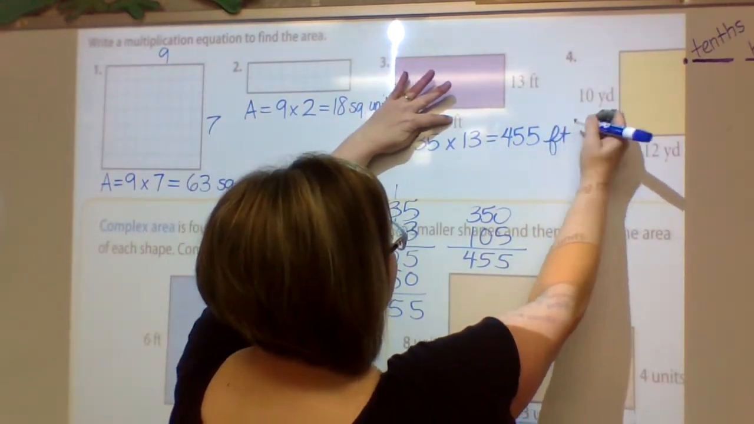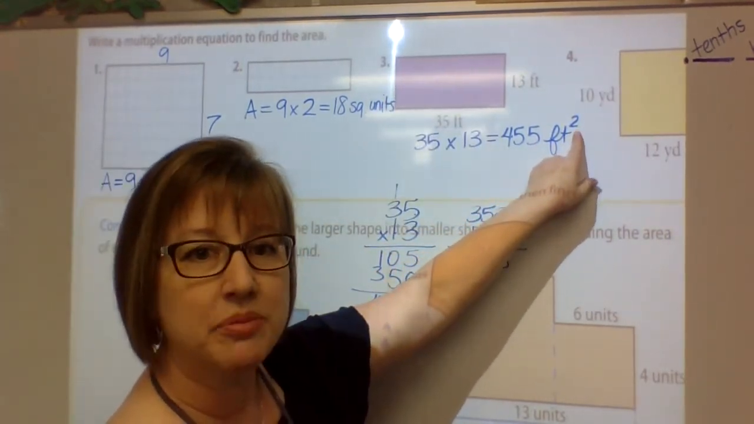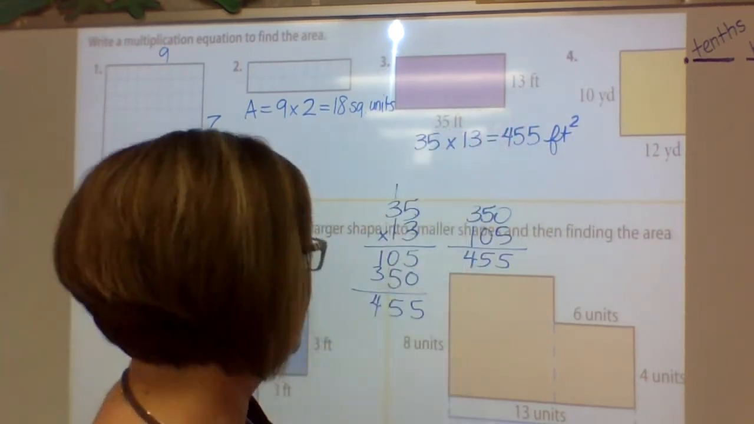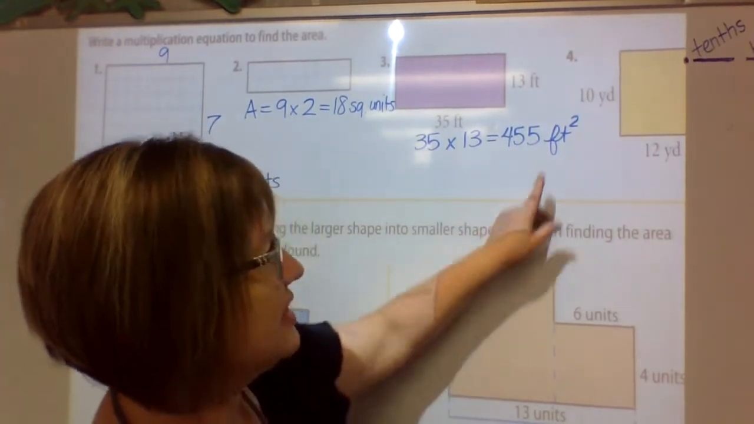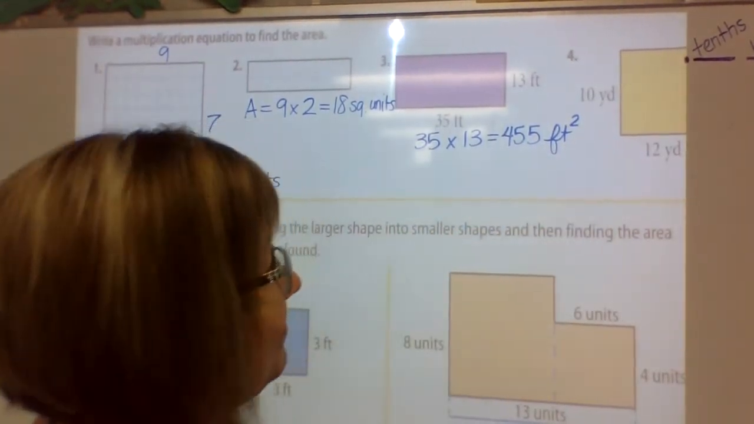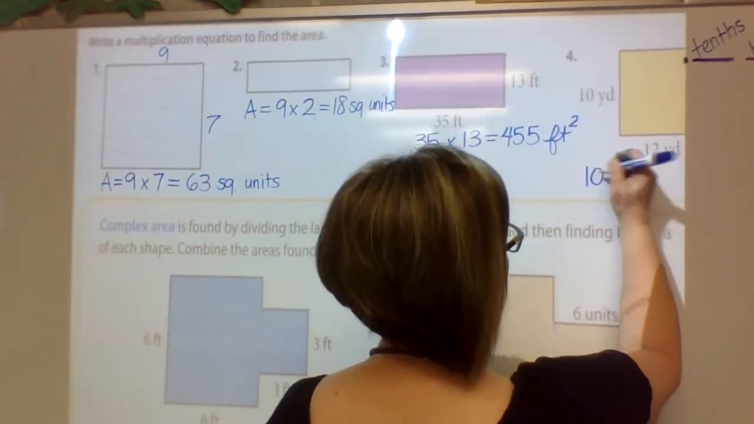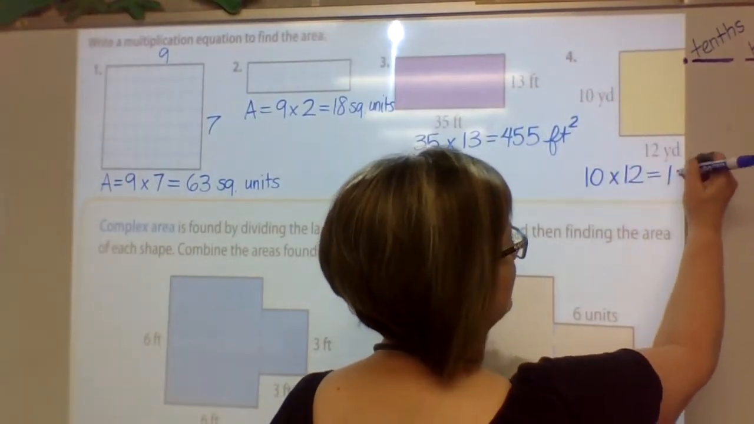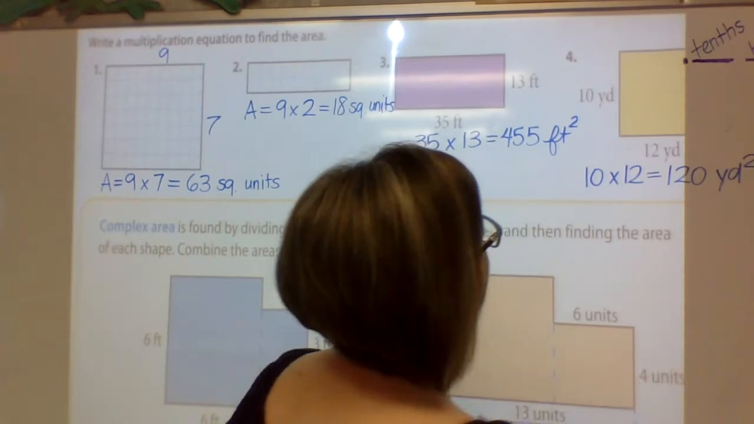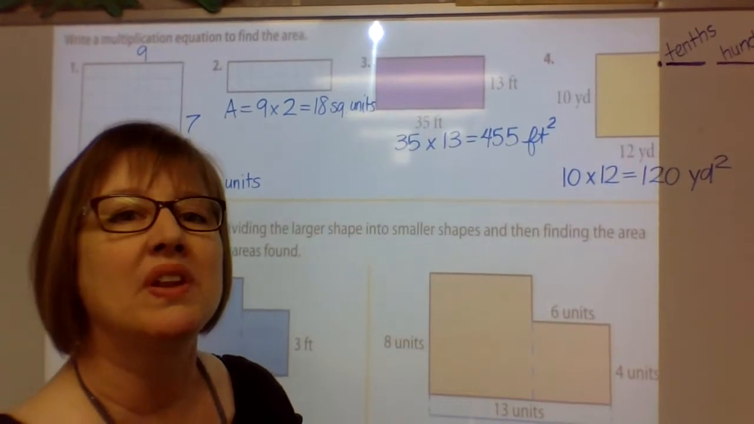455 square feet. If you make this little 2, it's called an exponent. If you make a little exponent 2, that means square. That means you had to multiply this times this to get it square feet, and it's faster than writing SQ. Your choice. You can either write square feet or you can do it that way. Mine's off the page now, but you guys can see it. This next one will be 10 times 12 equals 120 square yards, because this one's in yards and that means square. Can you see that? Not very well.